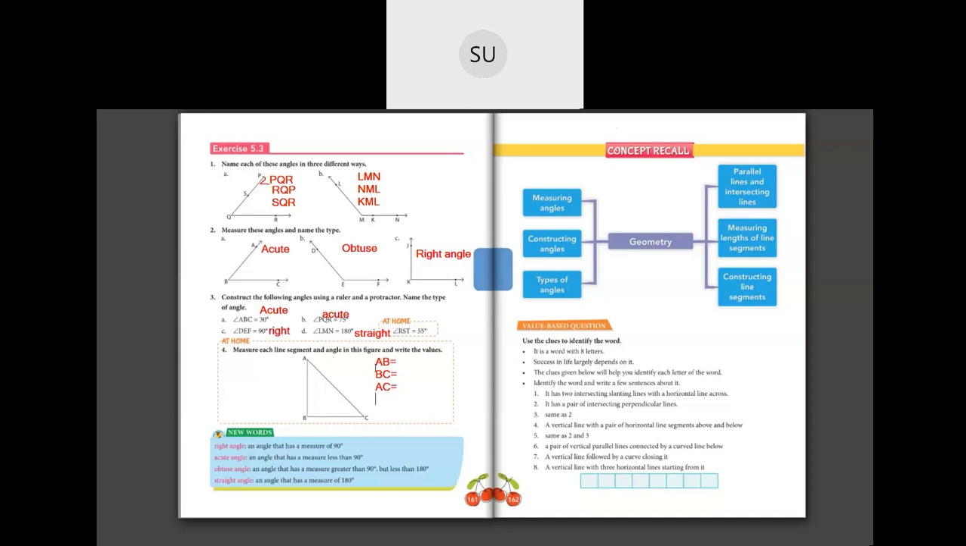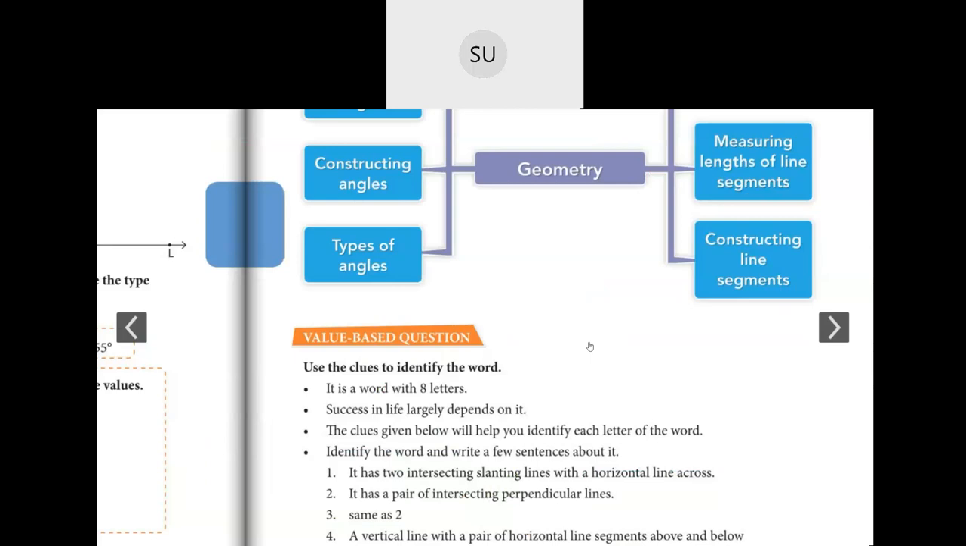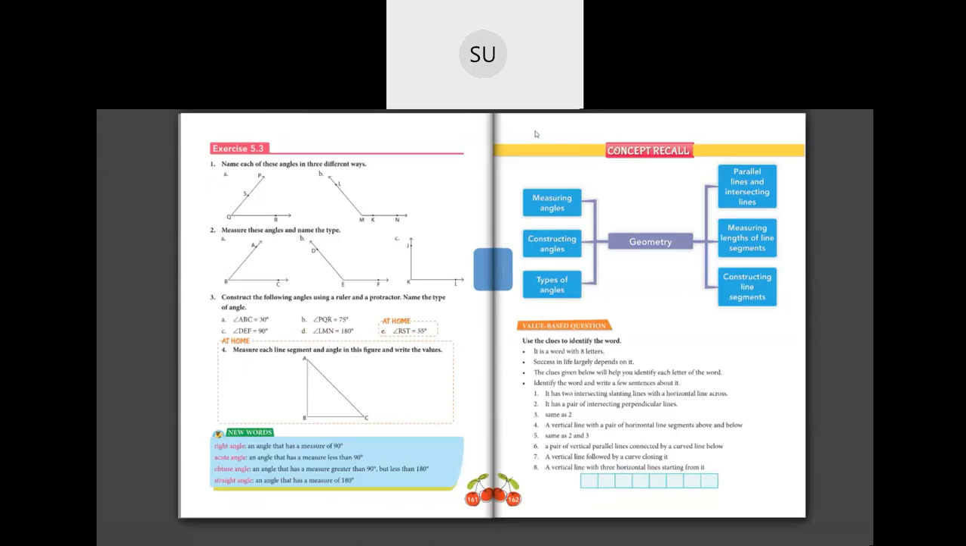So this was all about the chapter geometry. Okay, so this completes this chapter geometry. So in the next class, we'll start with the next chapter.